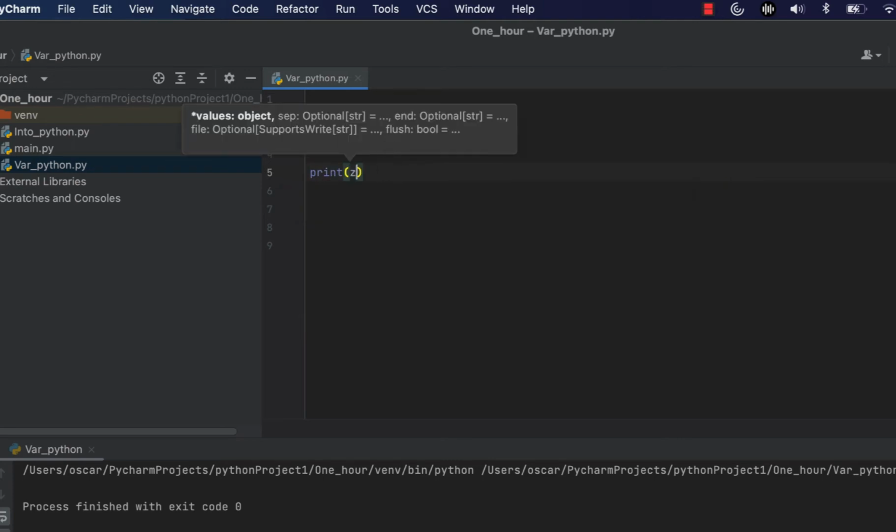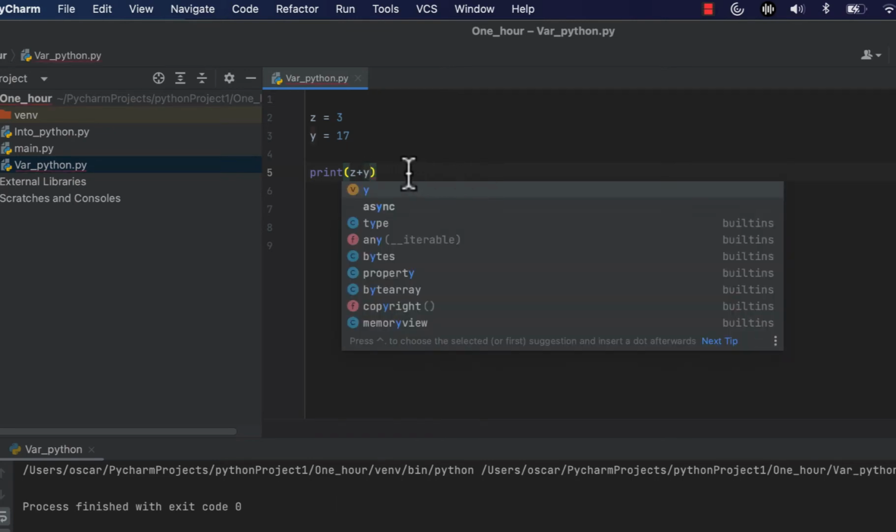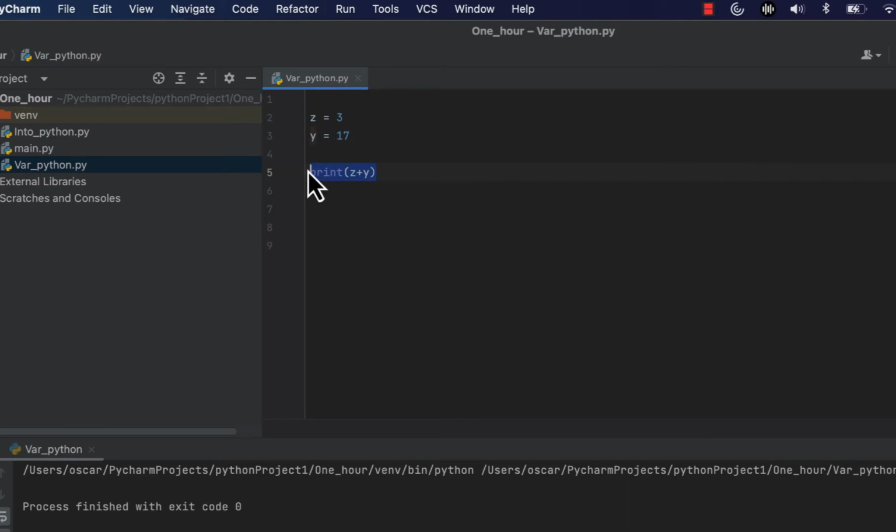z plus, right? Actually I have to put y here, and let me have all the operations here: multiplication, division, it's 1 backslash, and then I have one thing that I have here, that is exponent.